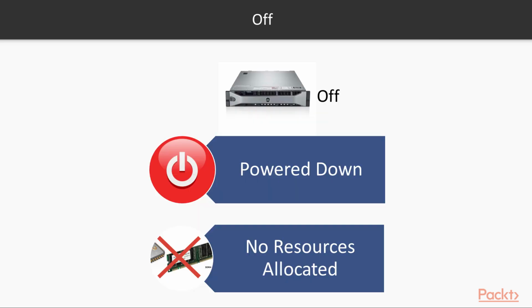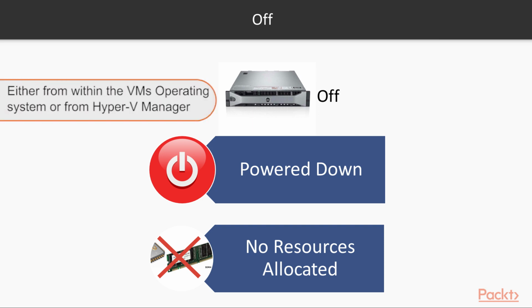The first state to consider is off. A virtual machine that is off is effectively powered down. When in this state, the virtual machine consumes no memory or CPU resources. A virtual machine achieves this state normally through a graceful shutdown of the operating system, either from within the virtual machine's operating system or from Hyper-V Manager.